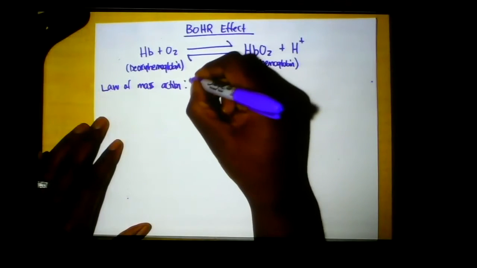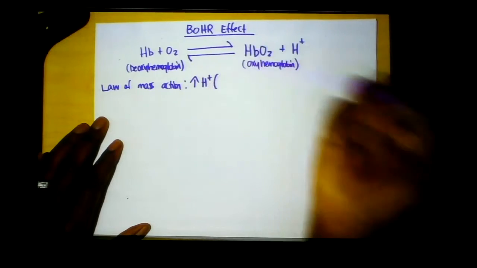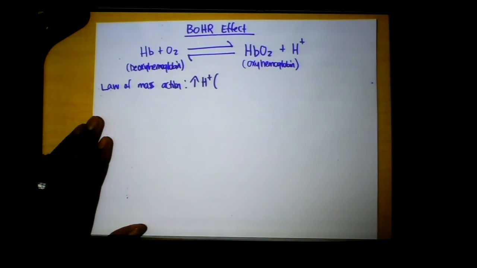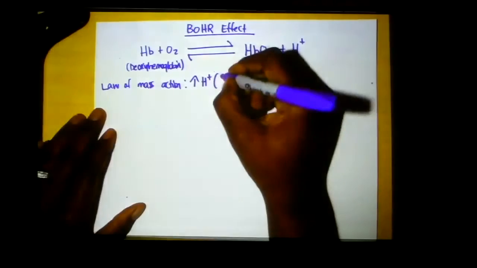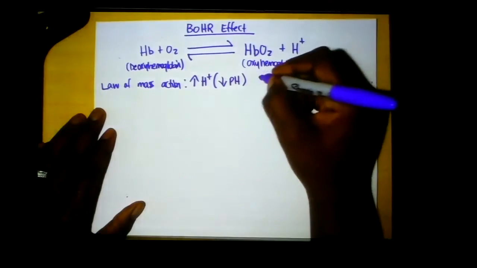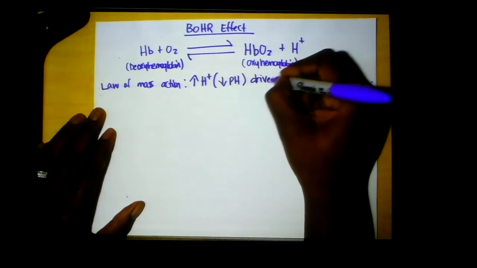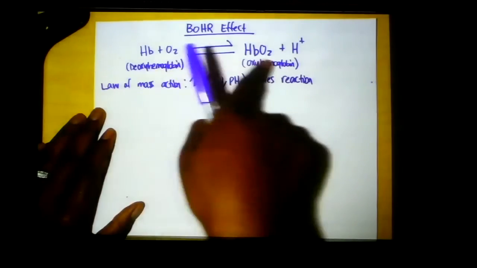So if we have more acid, which is one of our products, and remember, more acid is lower pH. So high acid, low pH, low acid, high pH, okay? So this is a low pH. Then this drives the reaction to the left, right?